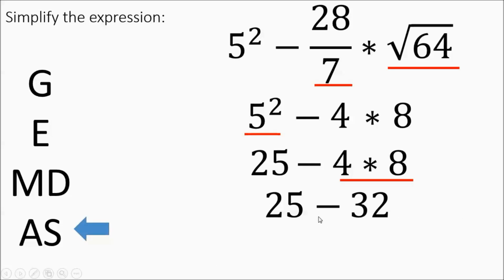Now a lot of kids get thrown off by this because they forget their integer rules. A lot of kids will just write down the number 7. But remember, 25 minus 32, this is 25 positives, 32 negatives. There's more negatives. Your answer is going to be a negative 7. So this whole expression simplified to negative 7.